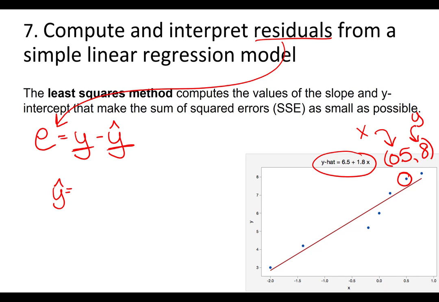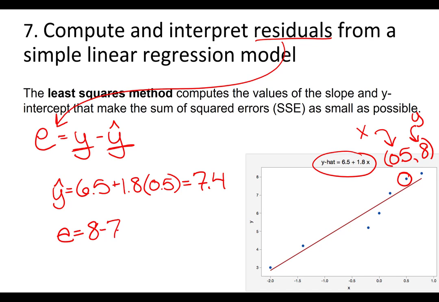Y hat equals 6.5 plus 1.8 times x, which here is 0.5. This equals 7.4. The residual is equal to the observed y value of 8 minus the expected y value of 7.4. This equals 0.6. If we were to draw a vertical line from the point down to the regression line, the height of that line would be 0.6.